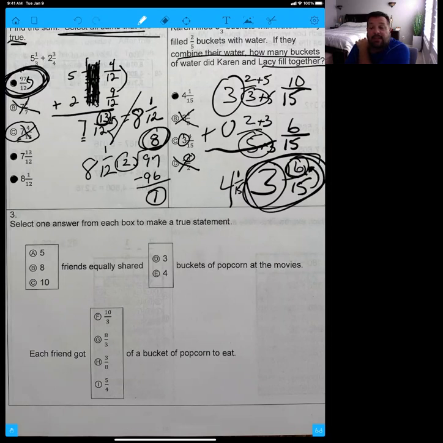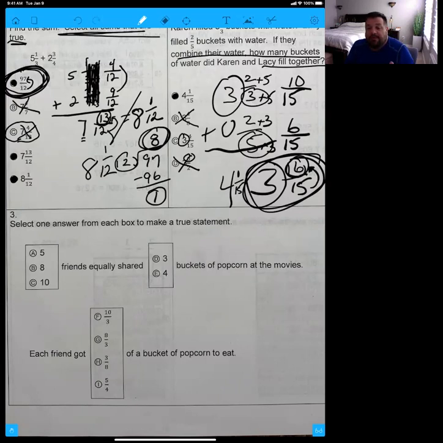This is understanding that this is division, right? So the first box that says some amount of friends equally share some popcorn, right? We're never going to be able to figure out which one of those combinations to pick because of those boxes. We need to look at the bottom. Each friend got how much of a bucket of popcorn? We know it's equal, right? It has to be equal. So this is where I recommend drawing a picture.